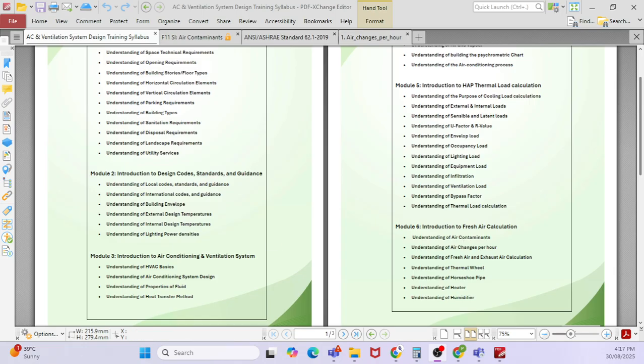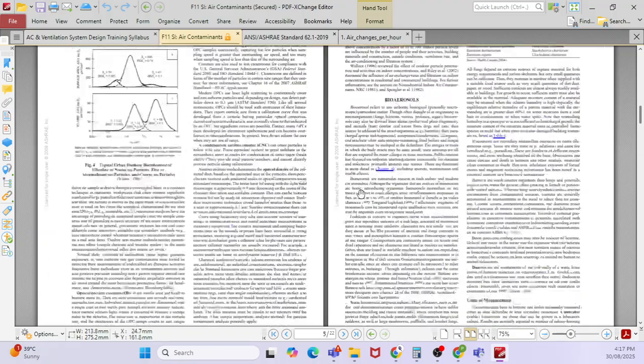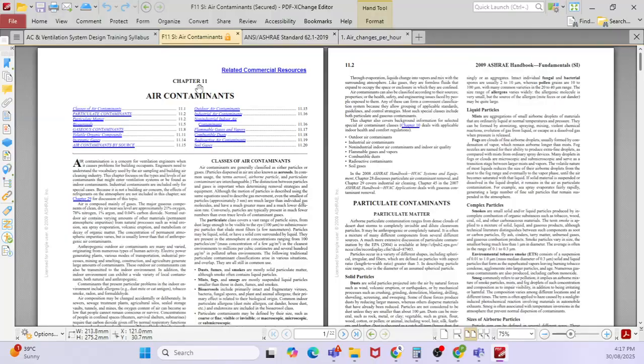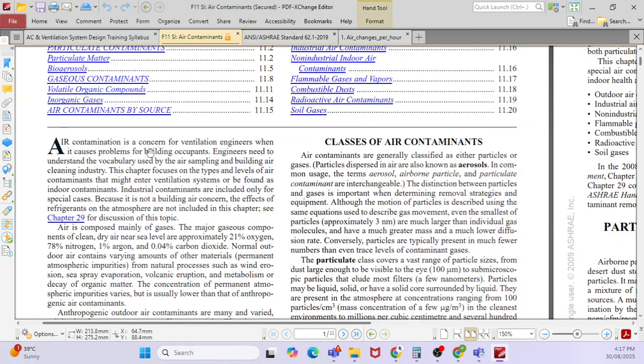Basically to remove the contaminants. Okay, there are a lot of air contaminants inside the spaces. So here you can see in Chapter 11 of one of the ASHRAE handbooks, you will find air contaminants. An air contaminant is a concern for ventilation engineers when it causes problems for building occupants. There are a lot of contaminants inside the spaces because it is always recirculation, correct? When you have an air conditioning system, it is always recirculation. You will not have any fresh air from outside. If you don't have proper fresh air, there are a lot of problems.